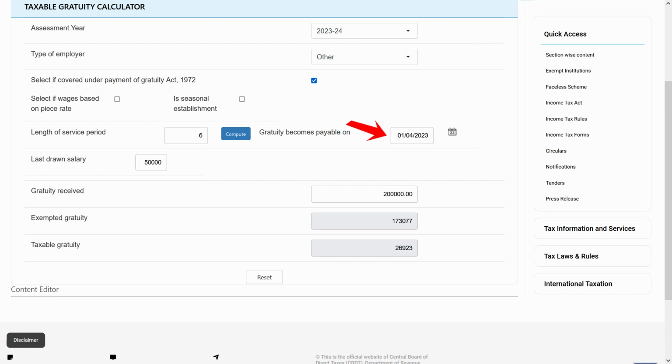Enter the date when gratuity becomes payable to you. Enter your last drawn salary, that is your gross salary per month. Enter the amount of gratuity received or you are yet to receive. Here is your exempted and taxable gratuity.